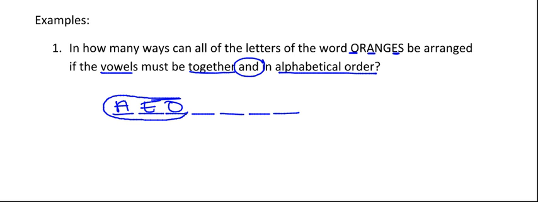These have to be together and in alphabetical order, so I can consider this chunk right here to be one big object that travels together. So now I have 1, 2, 3, 4, 5 objects to arrange, since A, E, O have to be together and in this specific order the whole time. So I have 5 factorial ways in which this can be done. Let's try another one that's a variation of that.